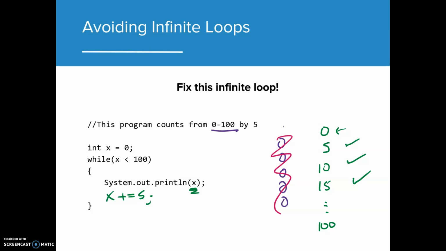Now if I wanted to print 100, this condition right here will not actually get to 100 because once it equals 100, it would leave the loop. So if I wanted to go all the way to 100, I could fix that by saying x is less than or equal to 100, or I could write x is less than 101. Both of those would get the job done.